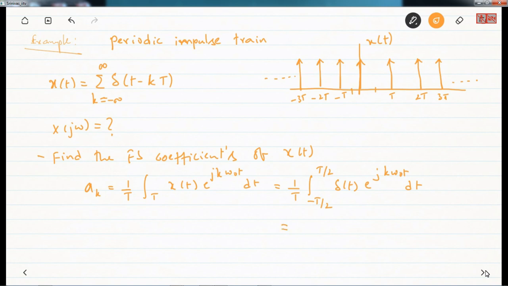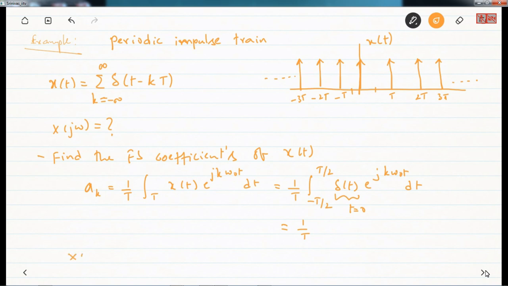So in the integral, e power minus j k omega naught t becomes 1 only at t equal to 0. So it will be equal to 1 by T integral from minus T by 2 to plus T by 2, and it becomes simply 1 by T.